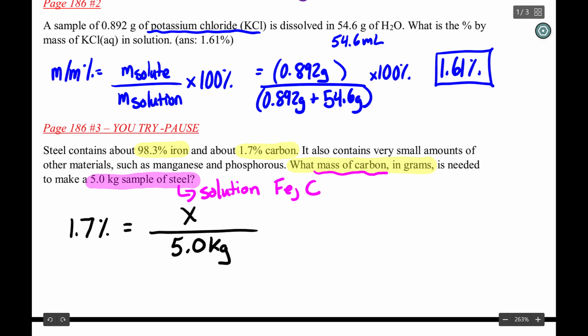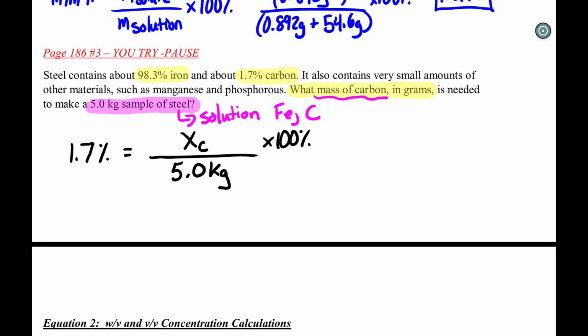So my mass of solute on top here is going to be carbon. Now I could do it for iron if they wanted to know the mass of iron in a 5 kilogram sample of steel. It would be pretty close to 5 kilograms, but they don't. They want to know about carbon, and I got to make sure I multiply this by 100%.